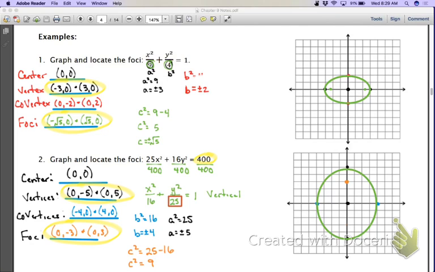So then I would just go 3 and negative 3 and go from there. You will always have 7 points. Your center is going to be 1. Everything else should have 2 values.